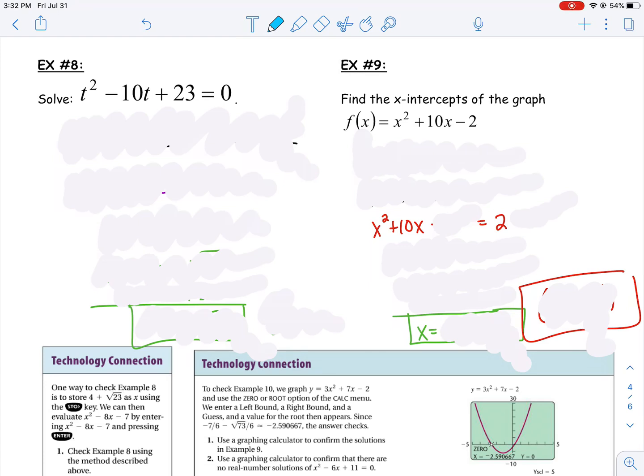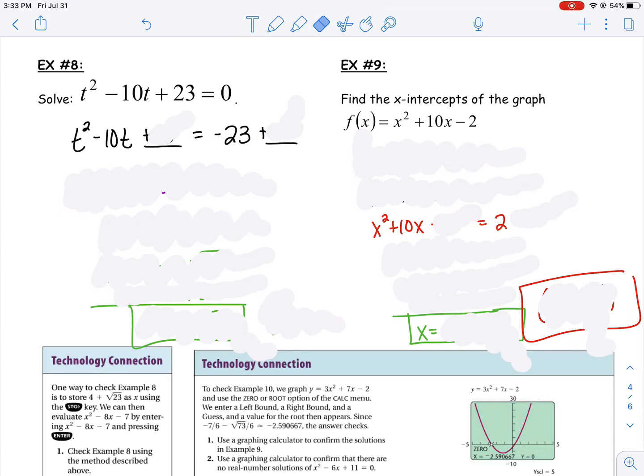If I try to factor it, I don't think there's any numbers that multiply to 23 that when I add them together, I get negative 10. So I wouldn't be able to solve by factoring. So that's when we know we have to use completing the square. Remember, the first step is to move all of my variable terms over to one side, everything without a variable to the other side. So in this case, I'm going to take that 23 and I'm going to subtract it over to the other side. When I do that, I end up with t squared minus 10t equal to negative 23.